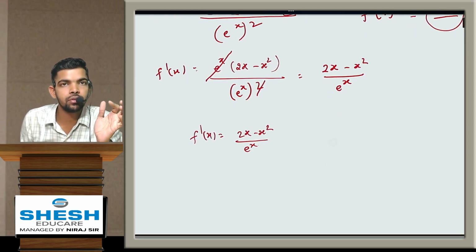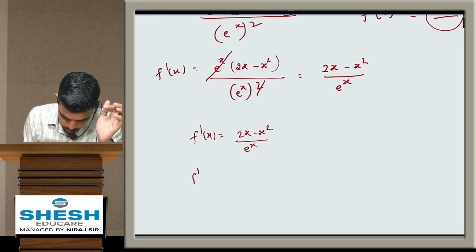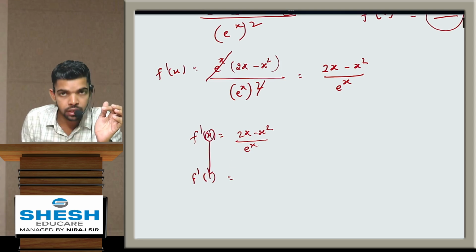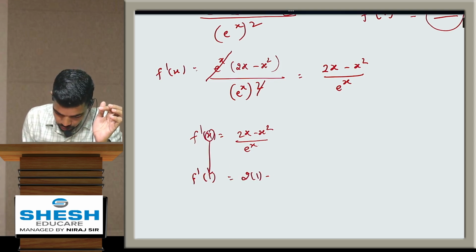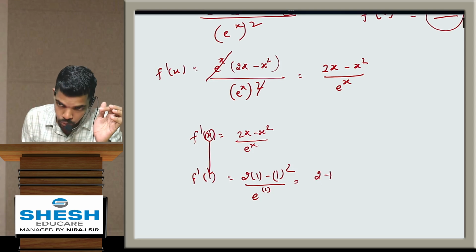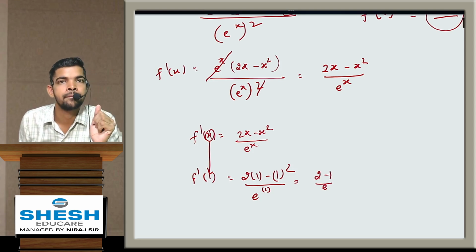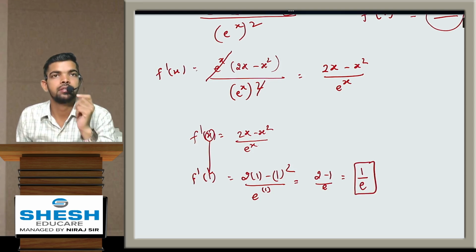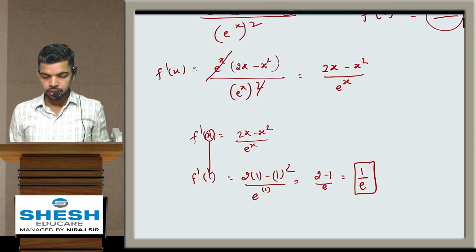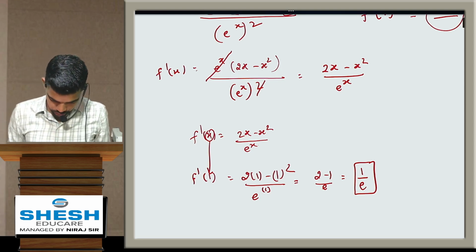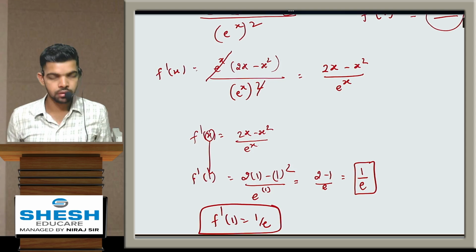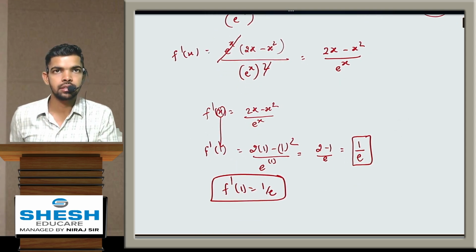Now what we have to do? We have to find f dash of 1. F dash of 1. So in place of x we have substituted 1. So here also 2 into 1 minus 1 the whole square upon e to the power 1, which is 2 minus 1 upon e. What is 2 minus 1? 1 upon e. So this is our answer. This is f dash of 1. F dash of 1 is 1 upon e. Right. Next example.